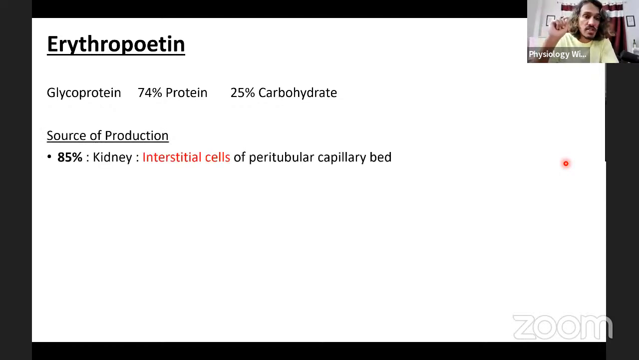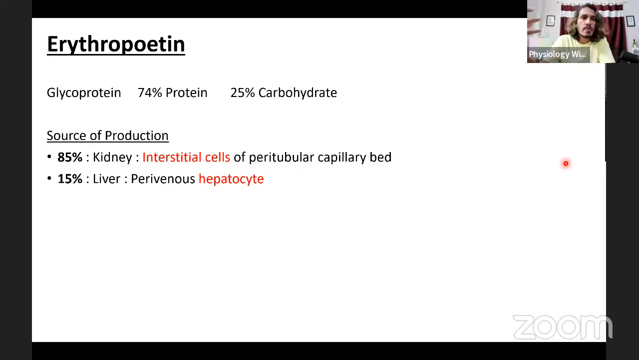Where is the source of production? The majority of it is produced in the kidney, right next to the nephron. In the nephron, around the peritubular capillary bed, there are certain interstitial cells. There is a peritubular capillary, and next to it there is an interstitial cell. So the majority of the erythropoietin is produced from the kidney. The remaining around 15% is produced by hepatocytes, perivenous hepatocytes. So we have the kidney and liver.